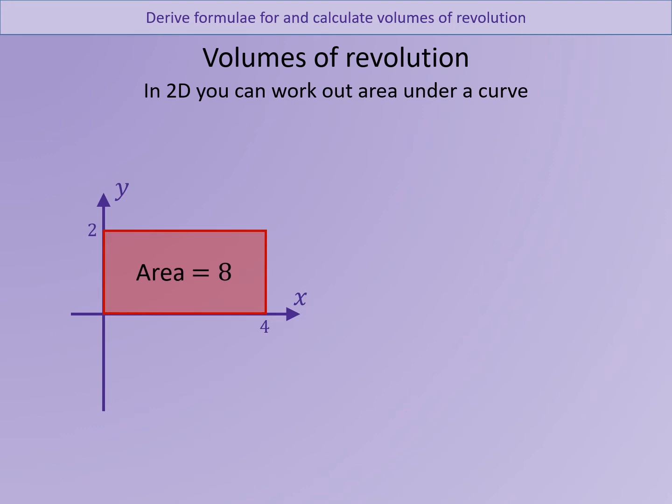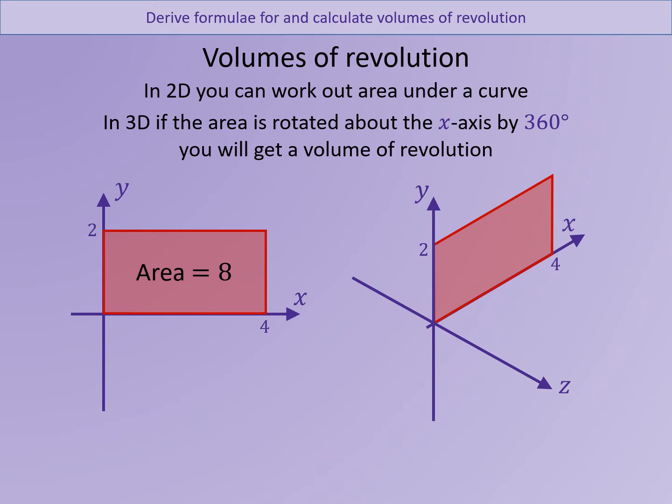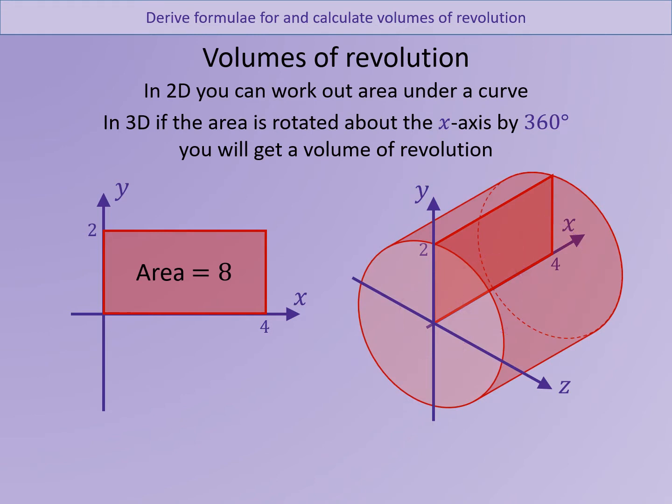For example, this rectangle has an area of 8. In 3 dimensions, this area could be rotated 360 degrees around the x-axis to give us a volume of revolution. As we can see, the shape formed is a cylinder.